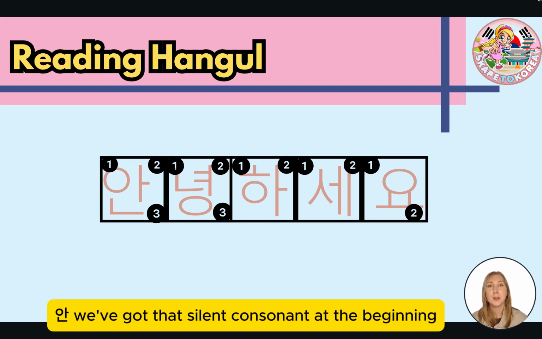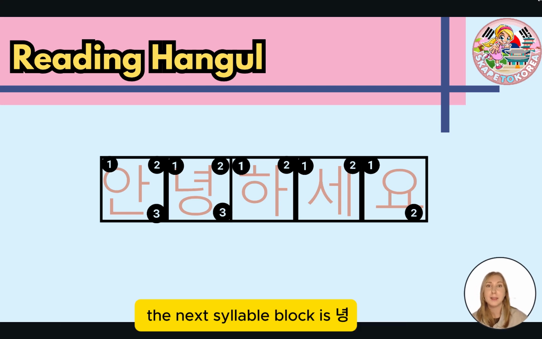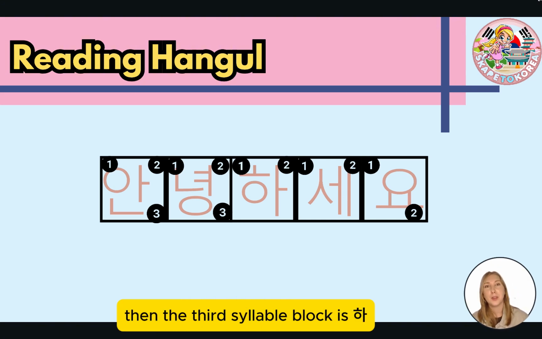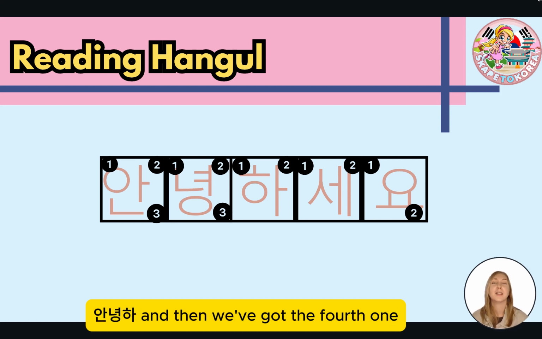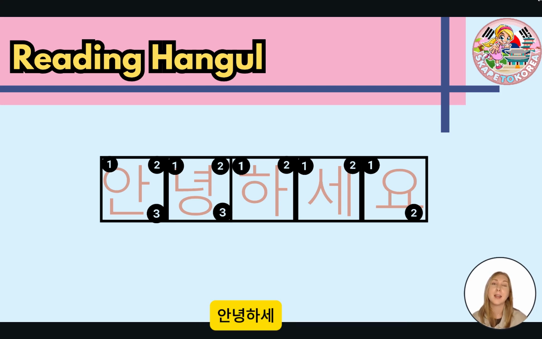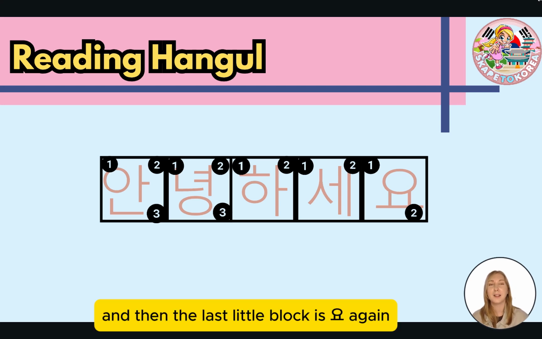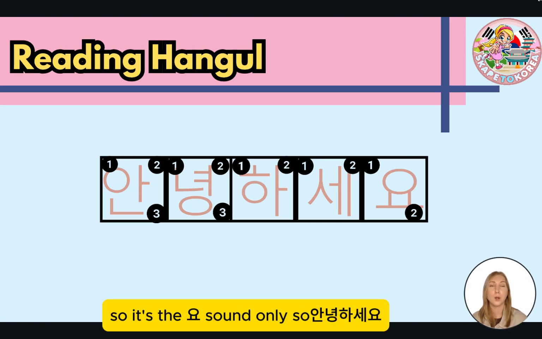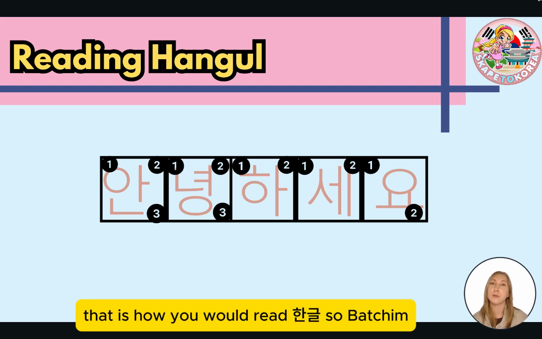We've got that silent consonant at the beginning, then a, ne, so an. The next syllable block is nyong, nyong. So we've got 안녕 so far. Then the third syllable block is ha, ha, 안녕 ha. And then the fourth one, which is se, se, 안녕하세. And then the last syllable block is yo. Again, that one is starting with the silent consonant, so it's the yo sound only. So 안녕하세요. That is how you would read it.